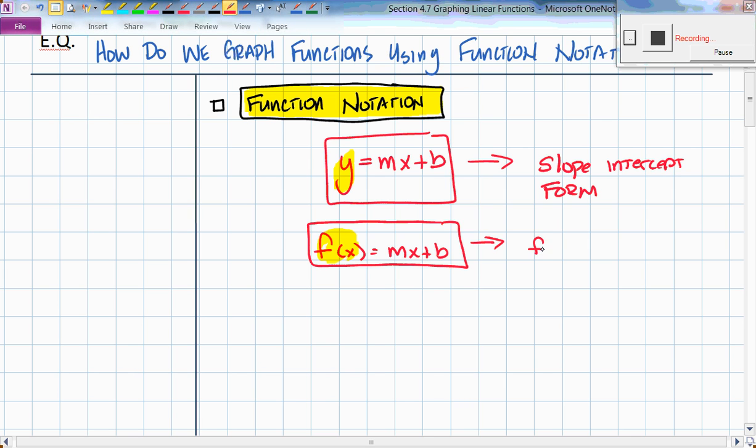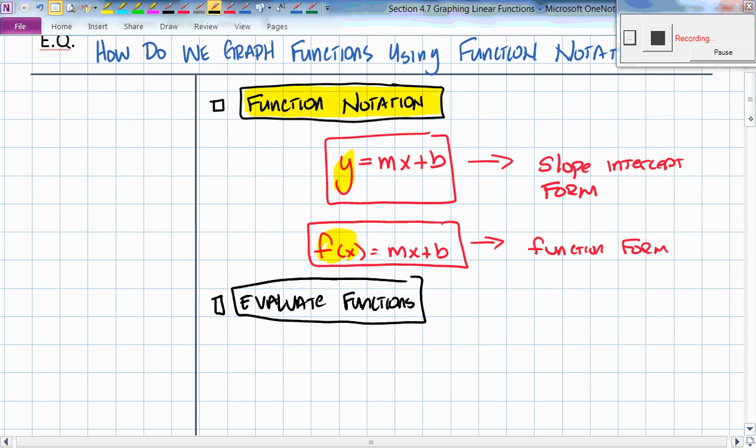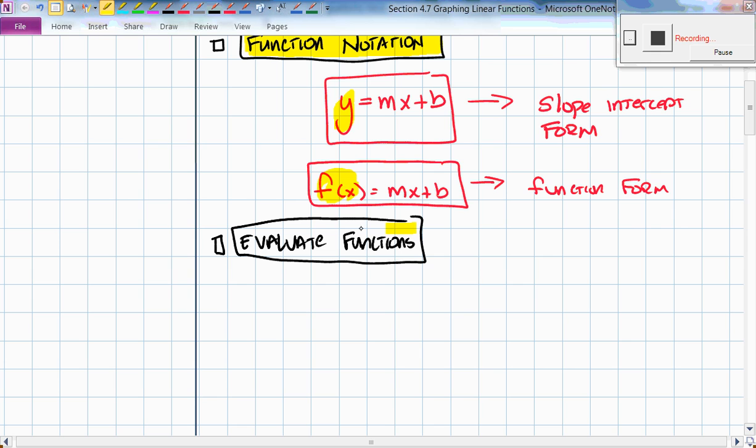Well, we call this function form. They represent the same thing. It's just called function form or function notation. And in this case, it's a linear function because it still represents a line. So one thing that we can do with this is we can evaluate functions. And we evaluate functions very much like we plug in and solve for y in linear functions. So it's all the same, just has a different kind of name, or a different sort of look.